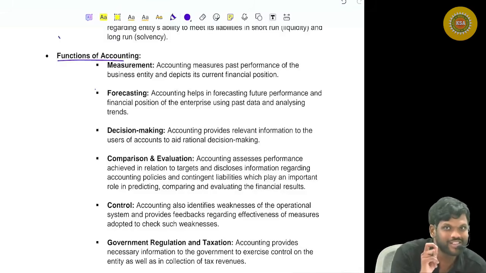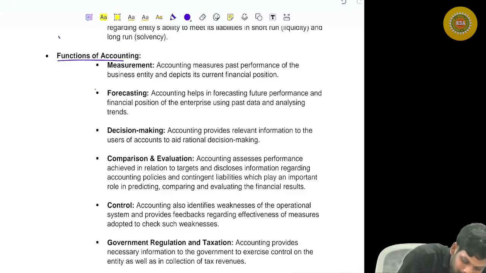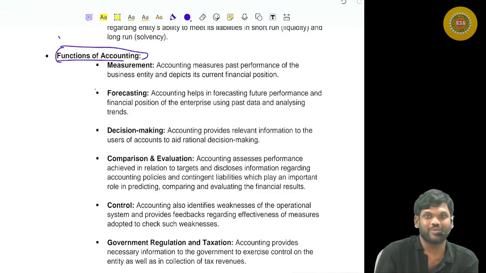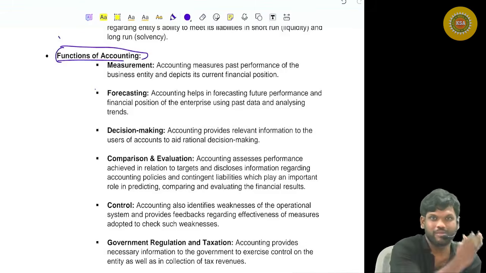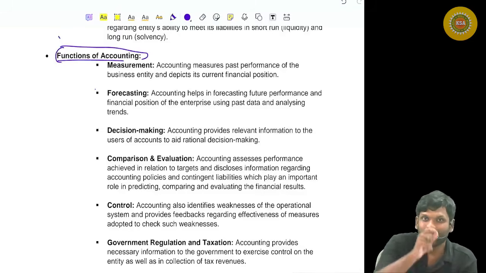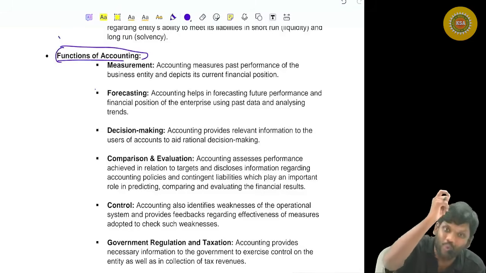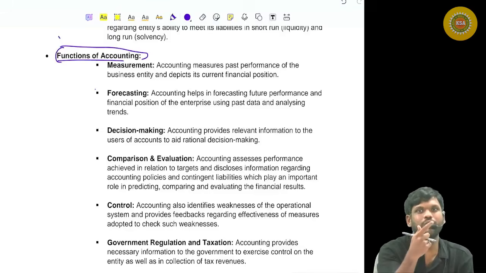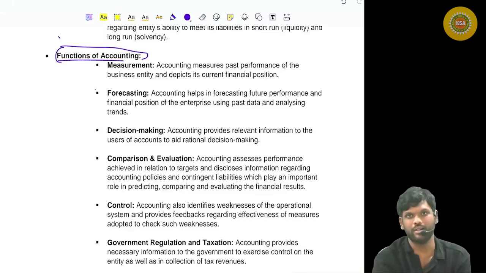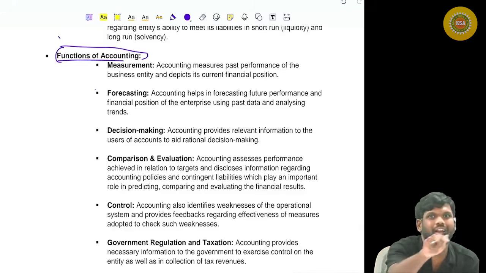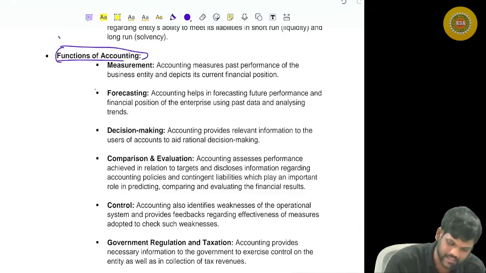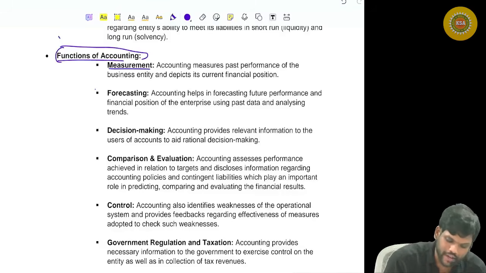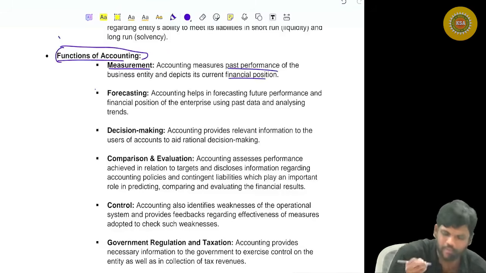Guys, when you are learning things, please see the heading and learn. For example, tomorrow if they ask functions, you should not write objectives. Or if they ask objectives, you should not write functions. So ensure you are learning by seeing what you are actually learning. Functions means because of accounting what all gets enabled, what all is possible when accountancy is there. So what ICA says is, when accountancy is there, you will be able to measure all the financial position and also the performance of the business.